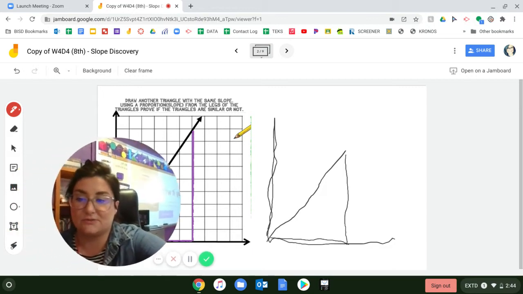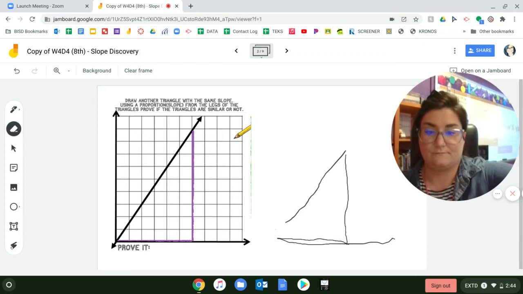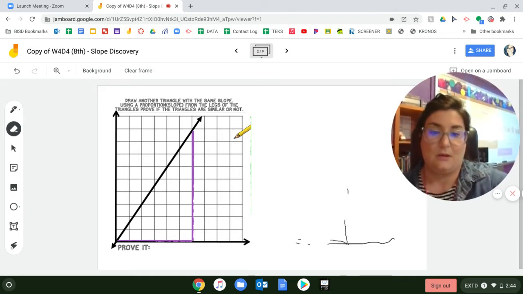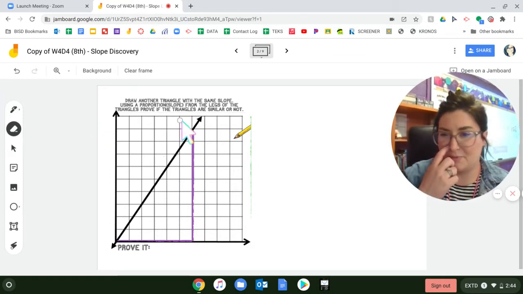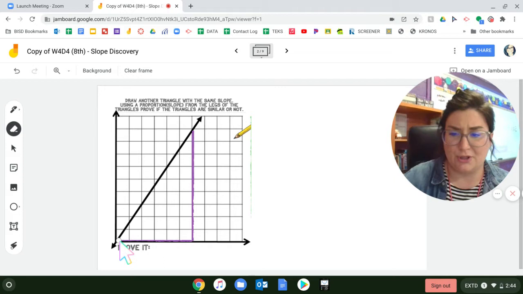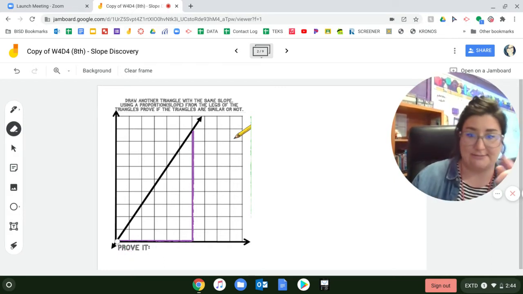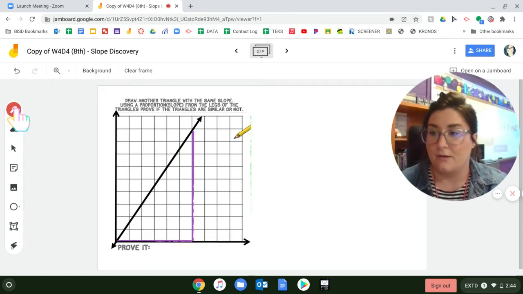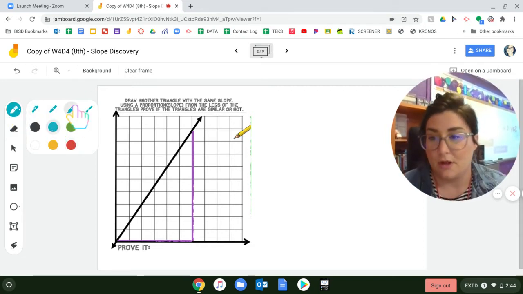Okay, so let's look at this one. I'm going to move my face over here. All right. So again, these people drew the rise and run below it. I like to start from the left side and work towards the right side. And that just helps us to keep our numbers in order.